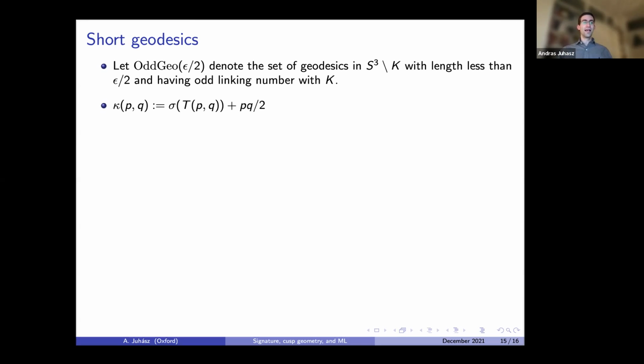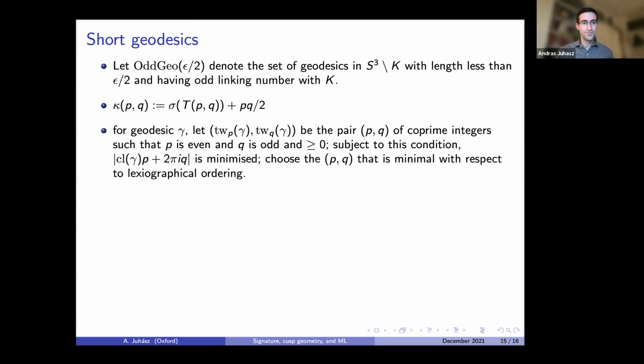And furthermore, for integers p and q, let kappa of p,q be the signature of the (p,q) torus knot plus p times q over 2. So this is a signature correction term, which I think goes back to work of Gordon and Litherland, and it can be computed using a simple recursive formula. And for a geodesic gamma, there is this slightly complicated quantity.